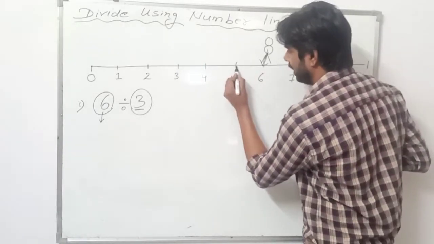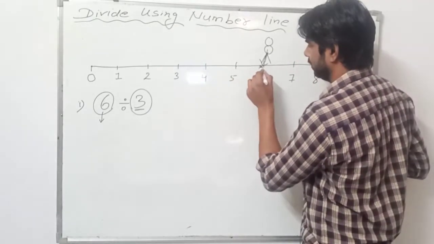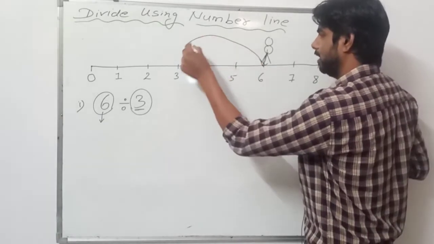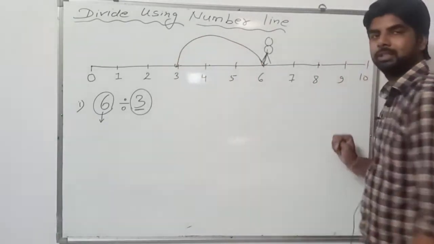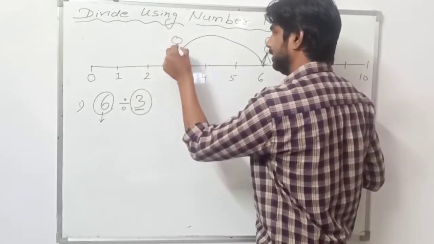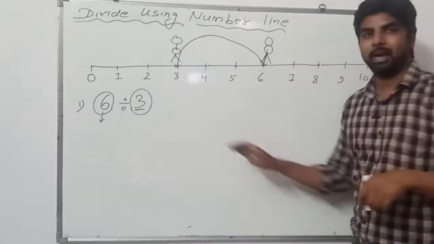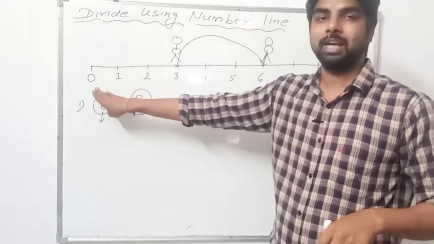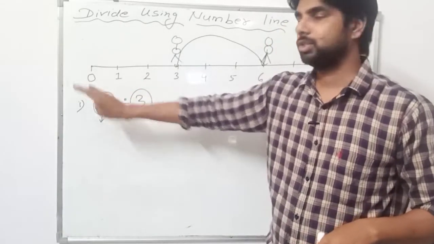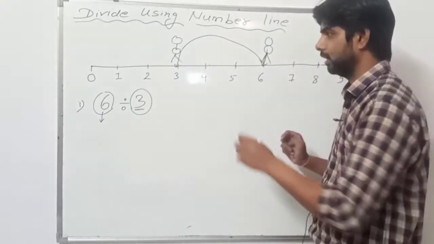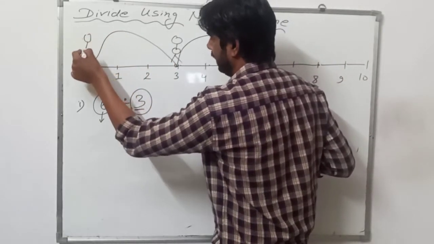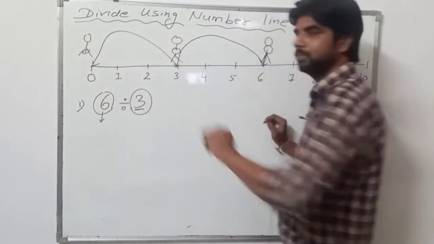So this is number 1. We will jump from here: 1, 2, 3. If we jump from here, where will we get? We will reach 3. So now we are here. Now again we will jump. Where do we have to reach? Up to 0. So again we will jump and we will reach 0. And now this is finished.